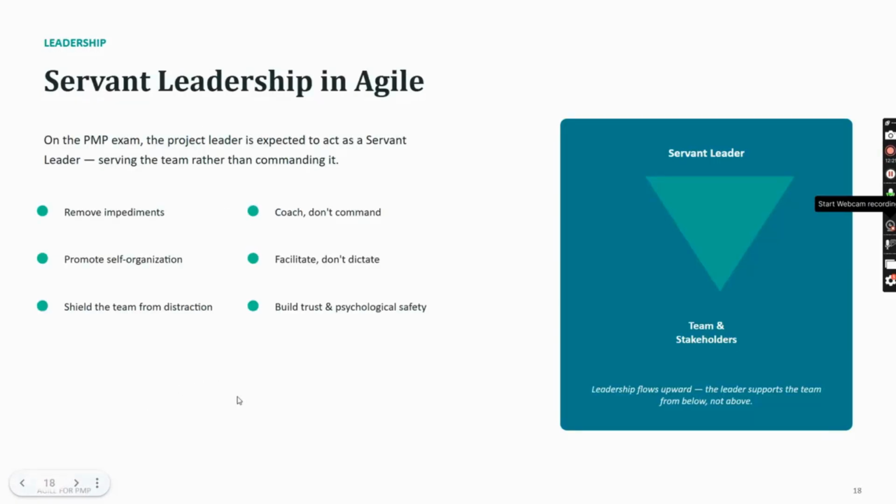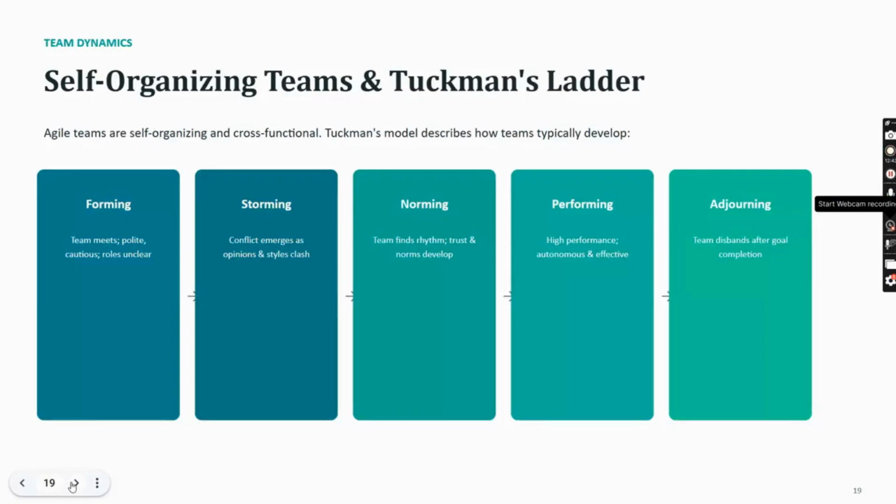Servant leadership in Agile. Do you remember I just said in the previous part of this video on the PMP exam, the project leader is expected to act as a servant leader, serving the team rather than commanding it. Remove whatever impediments they have, promote self-organization, shield the team from distraction, coach, don't command, facilitate, don't dictate, build trust and psychological safety. Sorry for my pronunciation.